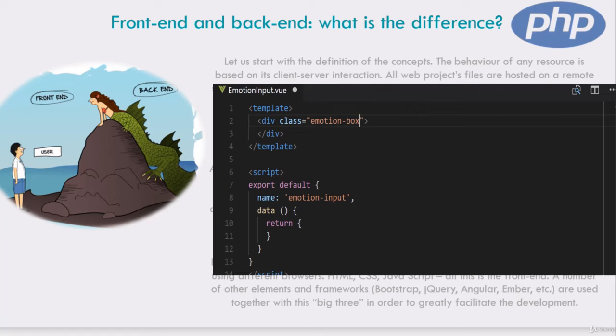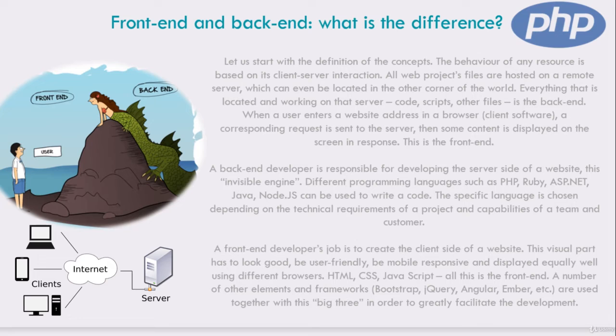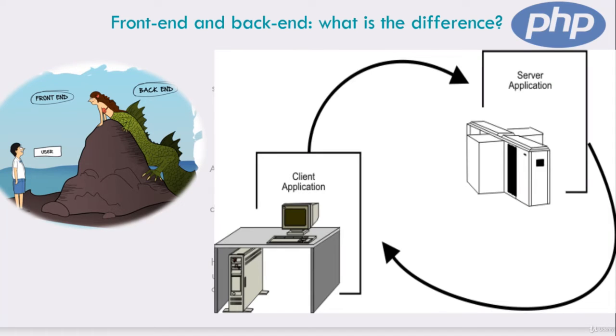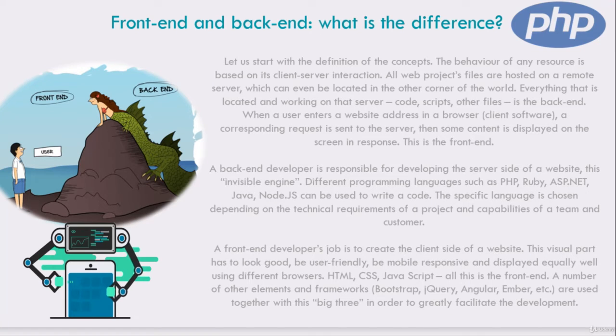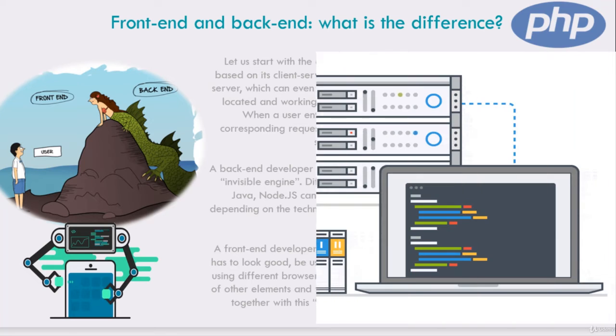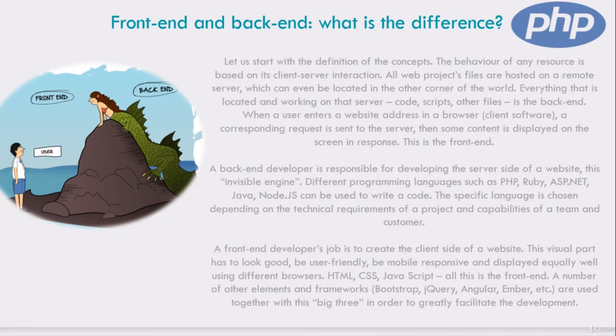When a user enters a website address in a browser, the client software, a corresponding request is sent to the server. Then some content is displayed on the screen in response. This is the front end. A backend developer is responsible for developing the server side of a website. This is the invisible engine. Different programming languages such as PHP, Ruby, ASP.NET, Java, and Node.js can be used to write the code. The specific language is chosen depending on the technical requirements of a project and the capabilities of a team and a customer.